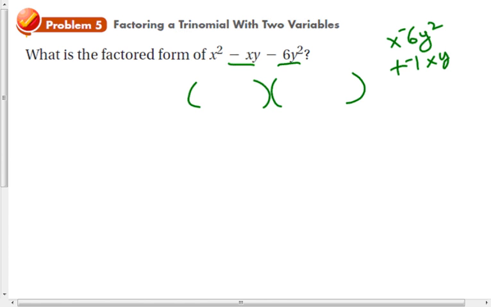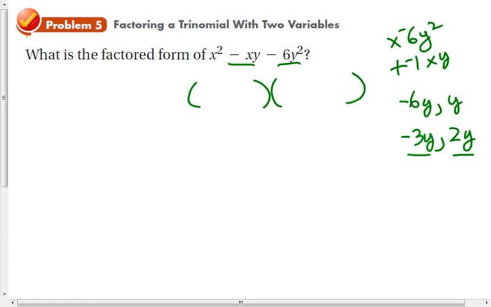So here are my possibilities: -6y and 1y. Or we could do -3y and 2y. Those are my only choices. Now the sum of those has to equal -1xy, and that would be these two. Negative 3 plus 2 is negative 1.